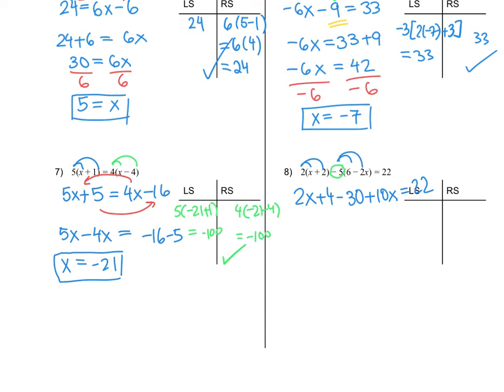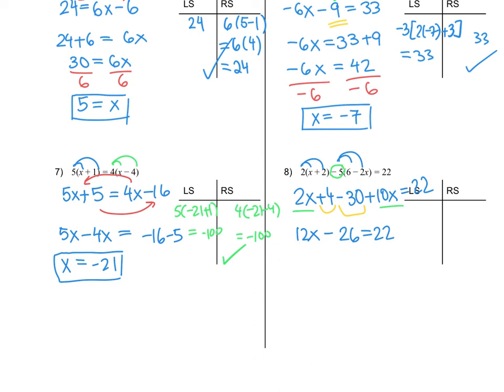Okay, and at this point, I have the variables on the same side already, and I also have 2 constants on the left, so I like to simplify this a little bit and collect my like terms before I think about any swapping. So I have the 2x and the 10x, that's 12 x's in total, and then I have 4 minus 30, and that's negative 26.